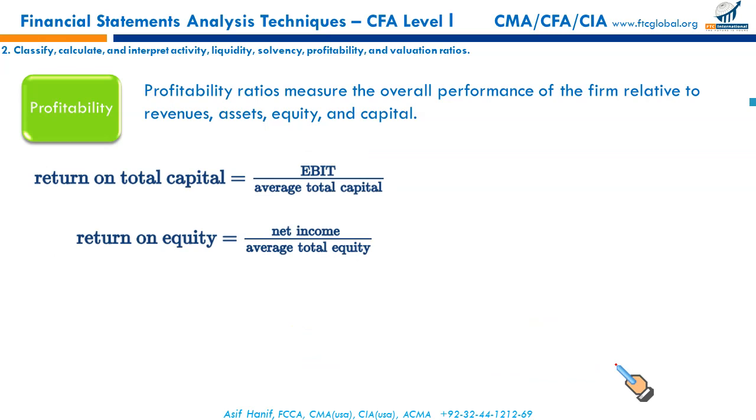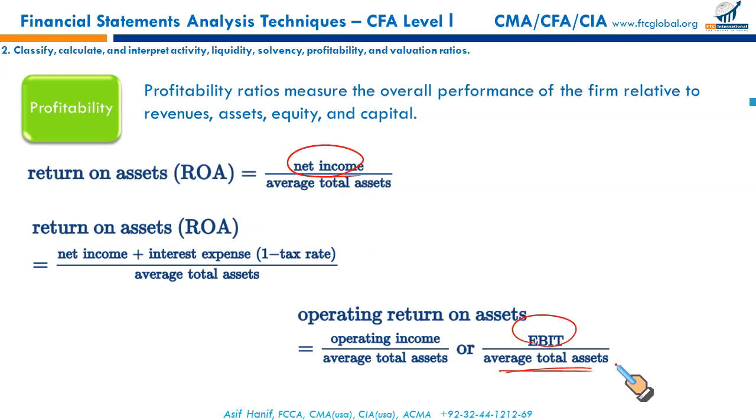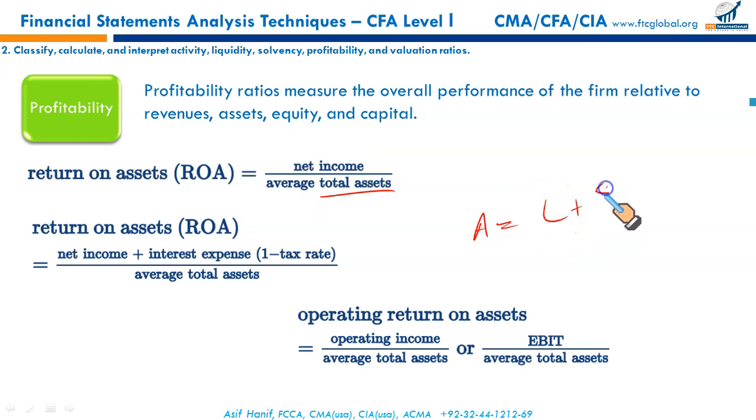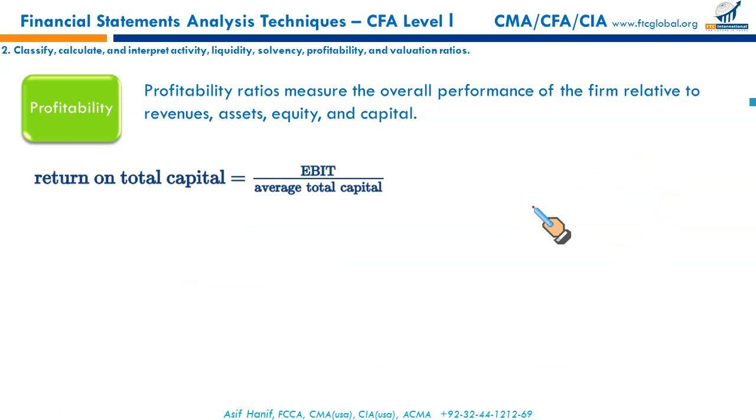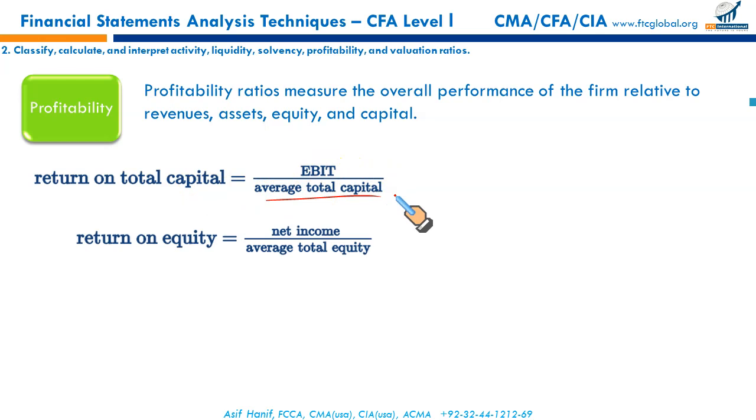Return on total capital. This is now the other side of the picture. Total assets is one side of the balance sheet. Now we can take the other side where we have liabilities and equity. Taking this part specifically as a denominator now, return on total capital is equal to EBIT upon total capital. It could be taken on a net income basis.